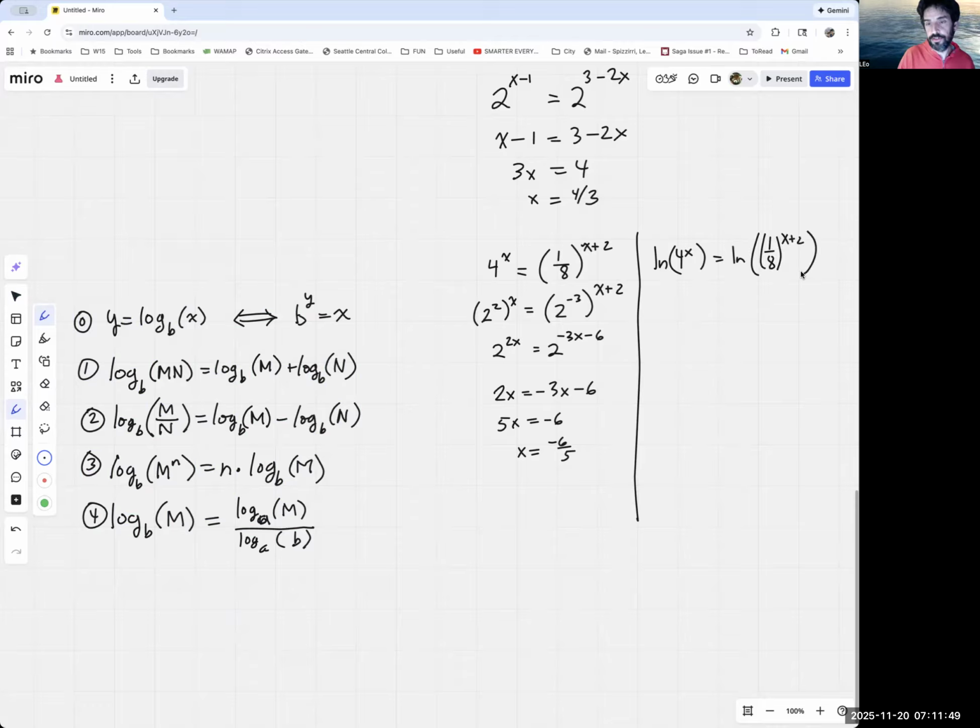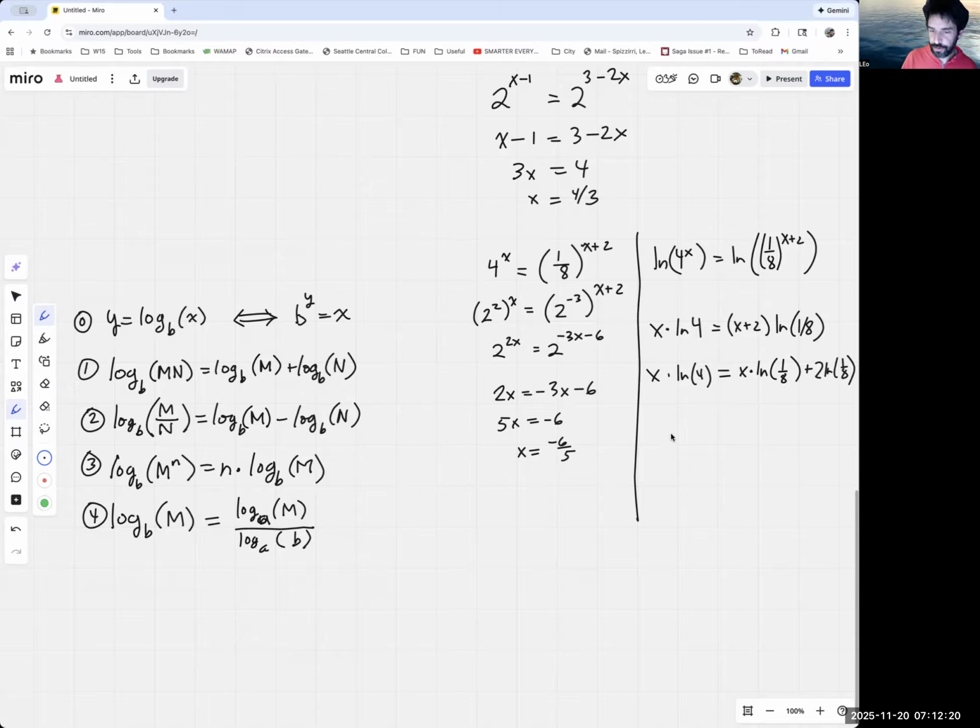The x plus 2, and then we get x times the natural log of 4 is equal to x plus 2 times the natural log of 1/8. On that right-hand side, I can, let's see, distribute. That's the word my brain was failing to come up with. Equals x times natural log of 4.